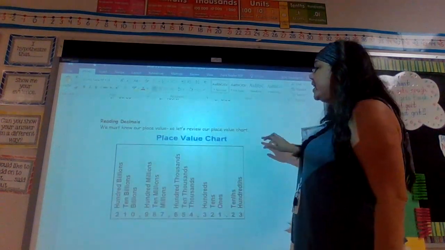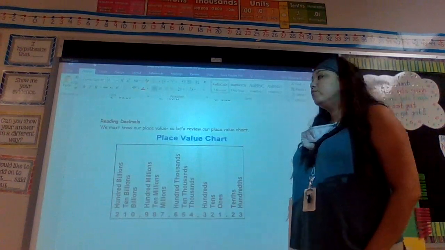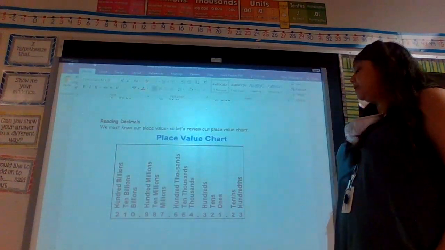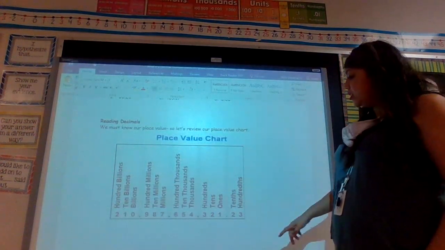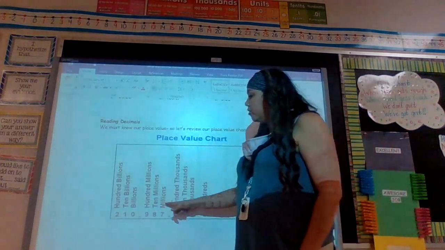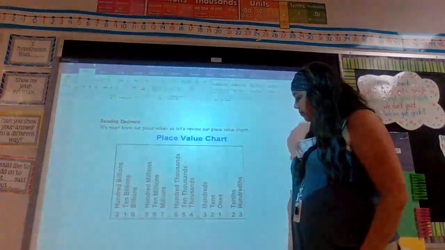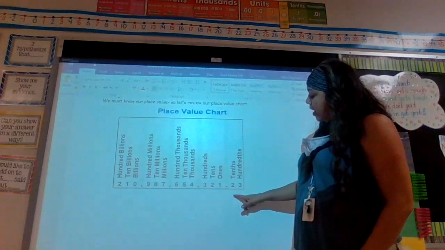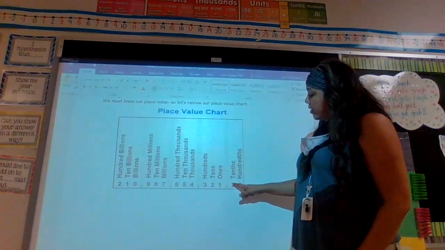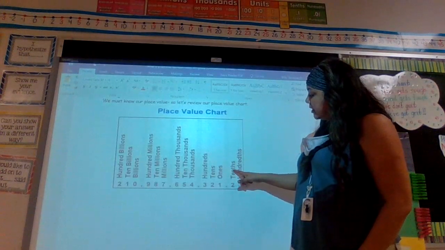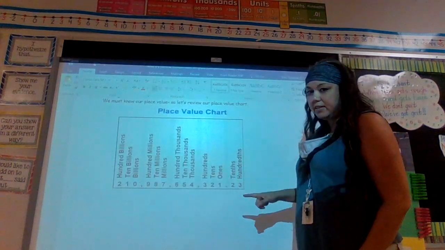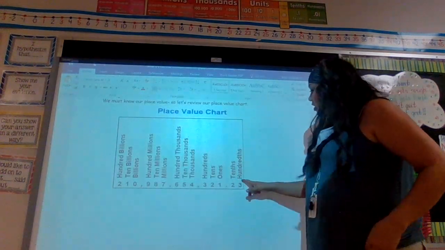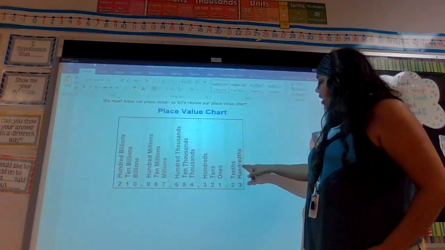So, reading a decimal. To read a decimal, we have to know our place value, and that's what we're going to be talking about. We've already learned to our billions. Now we're going to focus on the places behind the decimal. The 2 here is in the tenths place. And then you have 3 hundredths.